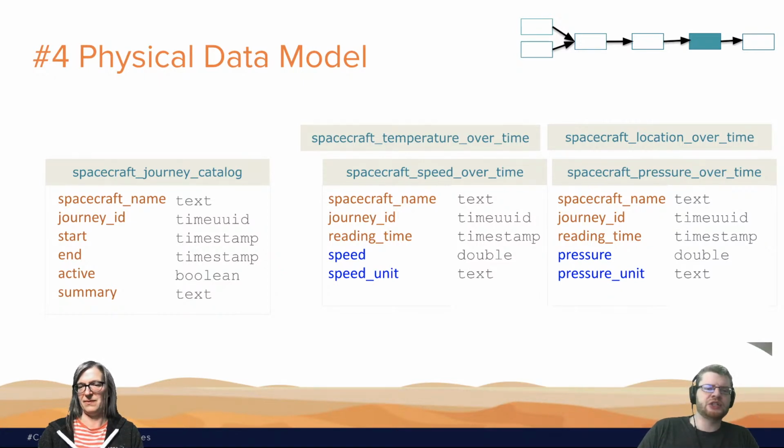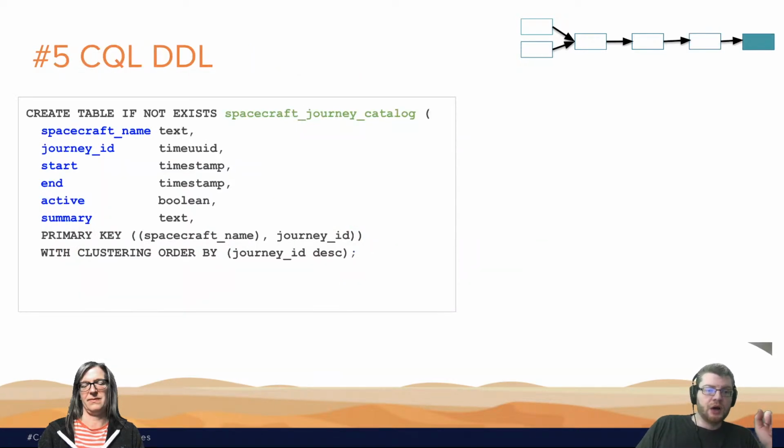What this would look like from an application standpoint, where I'm programming a UI or some sort of dashboard on top of this, is I would click on a journey from the journey catalog, and then it would run another select statement using the journey ID and the spacecraft name. So you can retrieve stuff that way. It's pretty cool. Okay, reading time, timestamp, and then of course speed, and then speed unit, which are double and int respectively. Okay, whew, that was a lot.